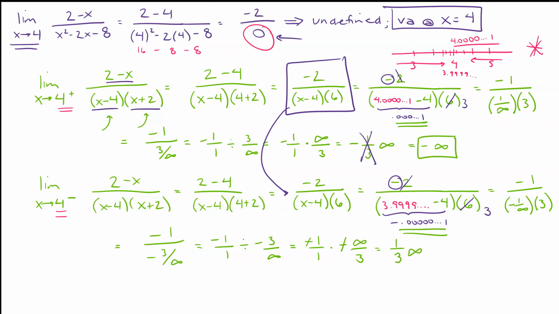And just like before, the concept of 1/3 of infinity doesn't really make sense. So the answer for this side of the limit is positive infinity. So from the right, we had negative infinity. From the left, we had positive infinity. Therefore, the limit of this function as x approaches 4 does not exist.